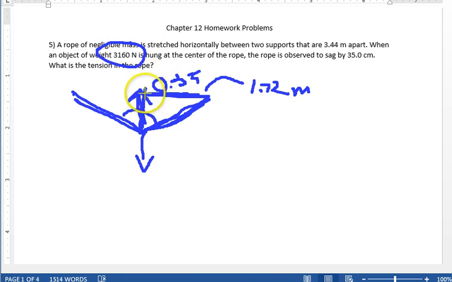So what we're really looking to do is find out, given the geometry and given that we know the amount of force that's directly upwards, what would then this hypotenuse have to be, right? So this is 0.35 meters, this is 1.72 meters. That angle then is inverse tangent of 1.72 over 0.35, right? That gives us that angle.